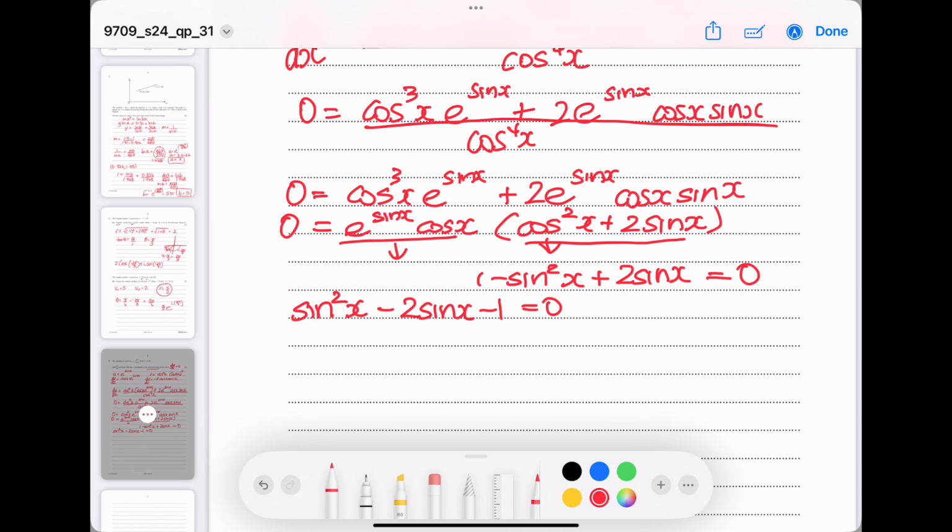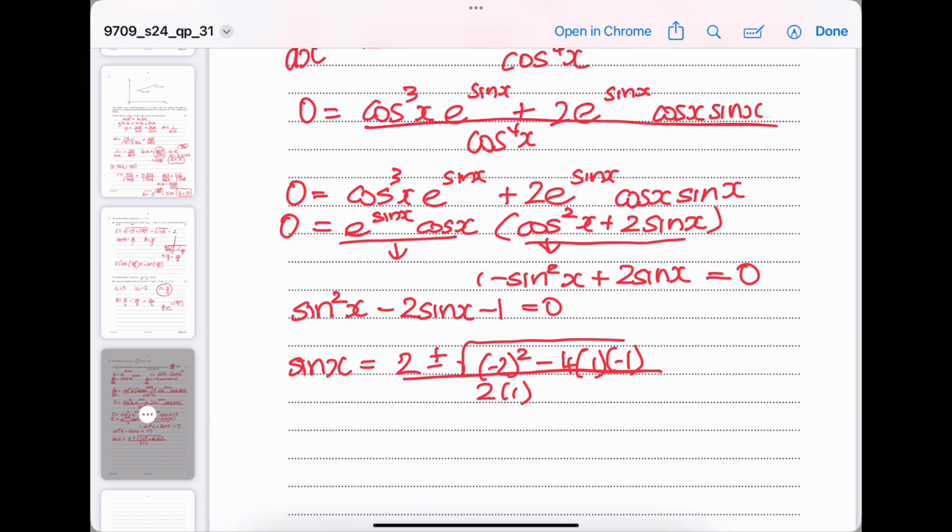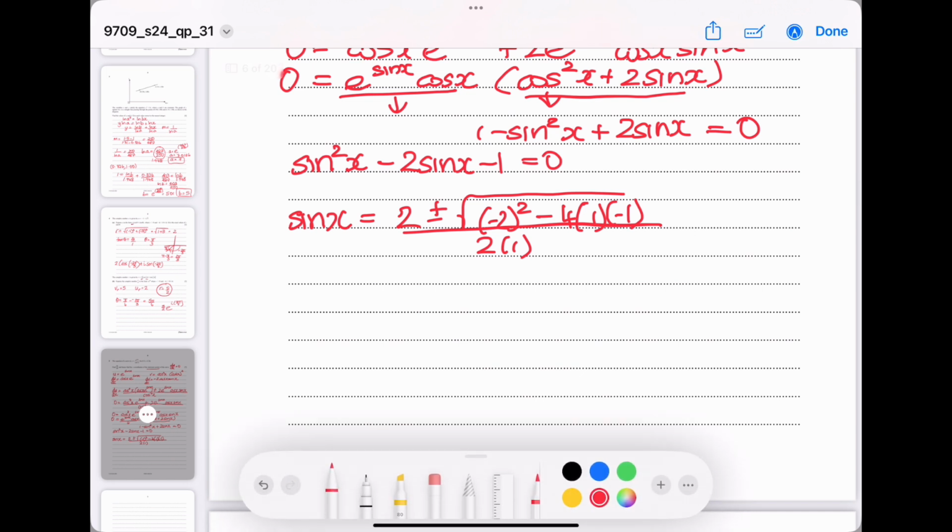Using the quadratic formula, I would then say that sine x is equal to positive 2 plus or minus the square root of negative 2 squared minus 4 lots of 1 lots of minus 1 over 2 lots of 1. So I then get that sine x is equal to 2.142, which we know is impossible because the maximum value is 1.